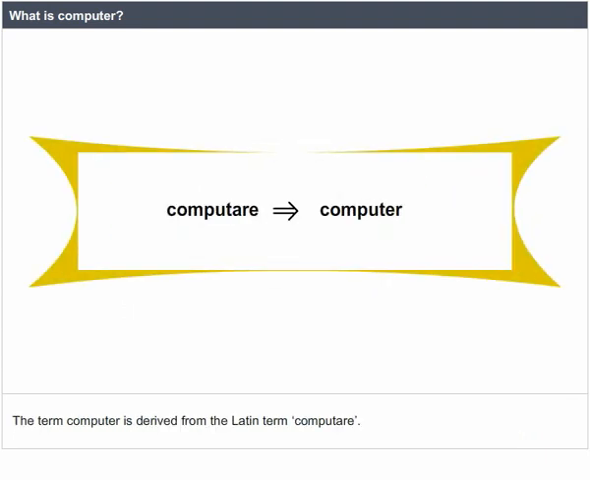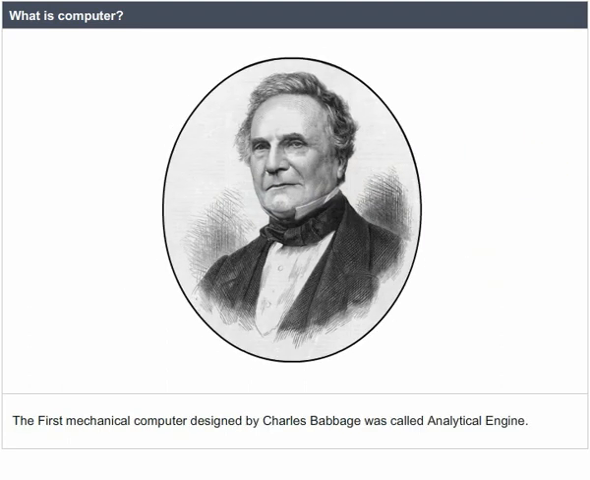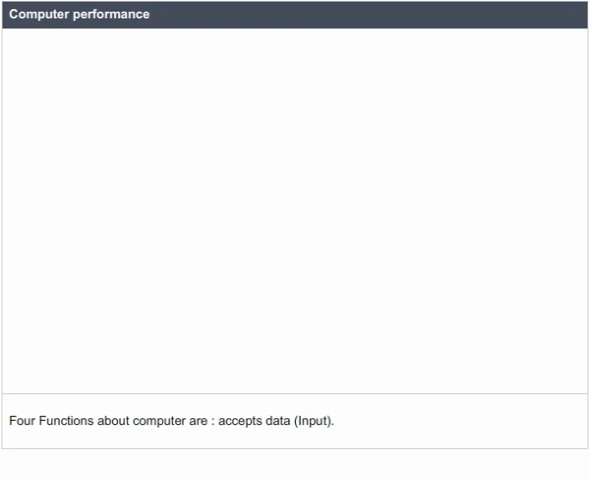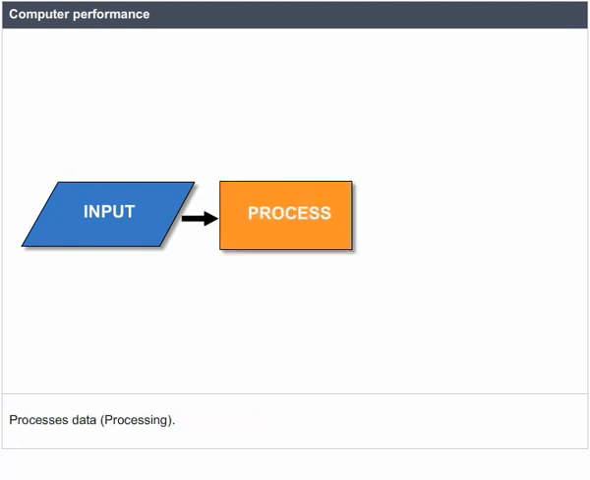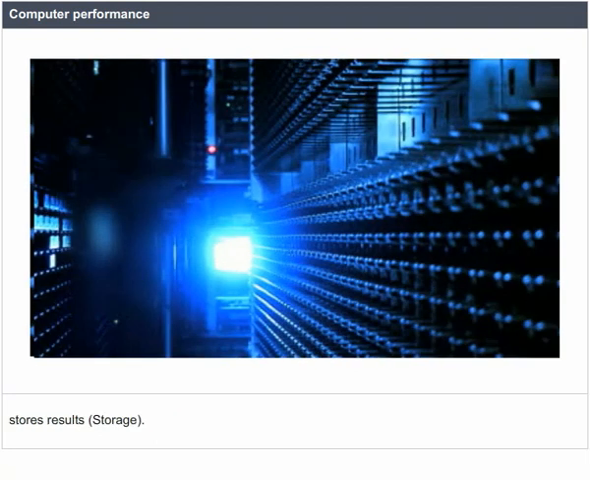The term computer is derived from the Latin term computere. This means to calculate or programmable machine. A computer cannot do anything without a program. The first mechanical computer designed by Charles Babbage was called the analytical engine. Computer performance. Four functions of a computer are: accepts data, input; processes data, processing; produces output, output; and stores results.